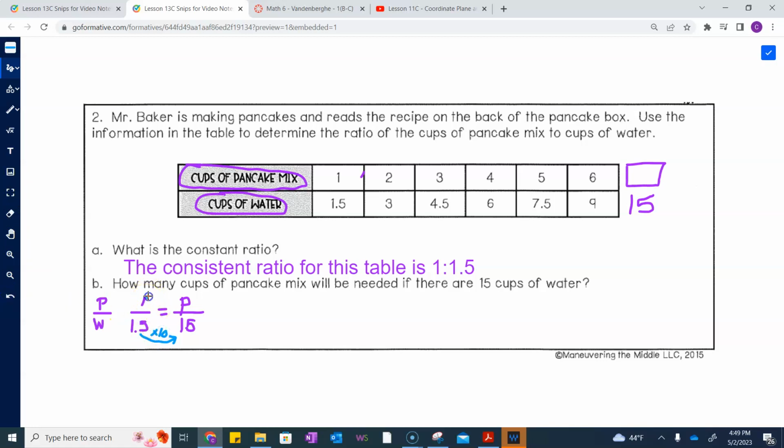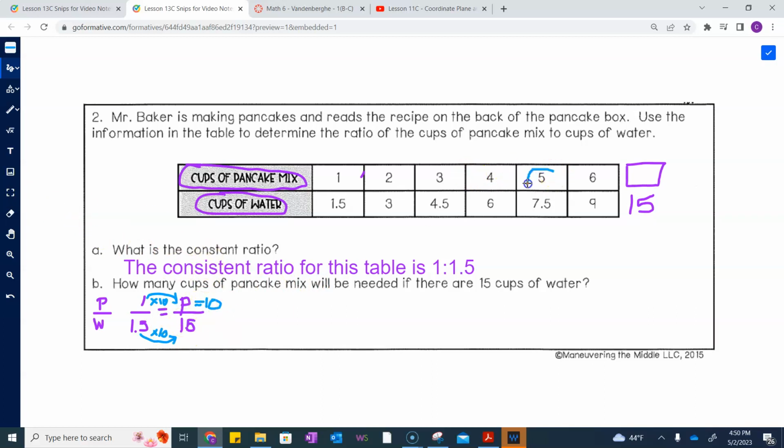What we do to the bottom to keep that ratio the same, we have to do to the top. So I would need to add 10 cups of pancake mix if I used 15 cups of water. That's one way you could look at it.